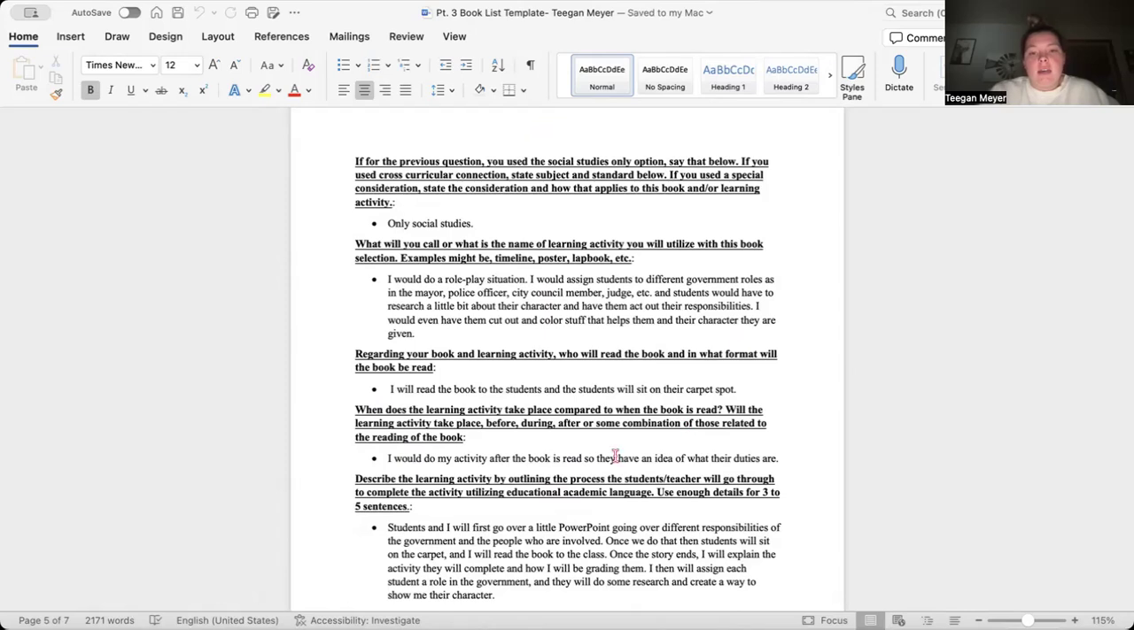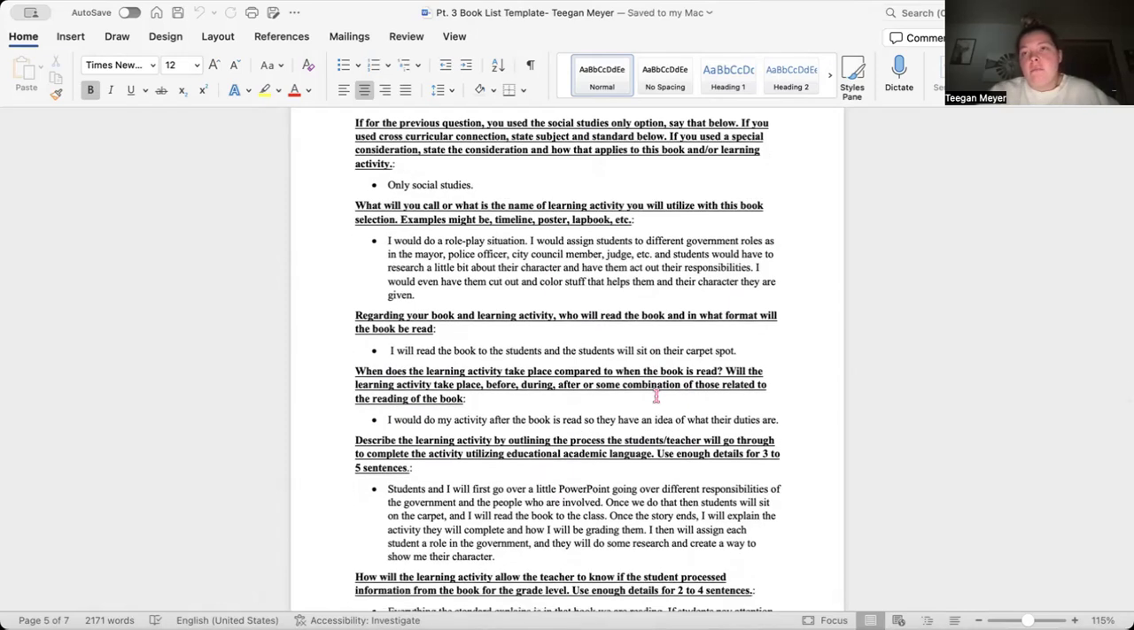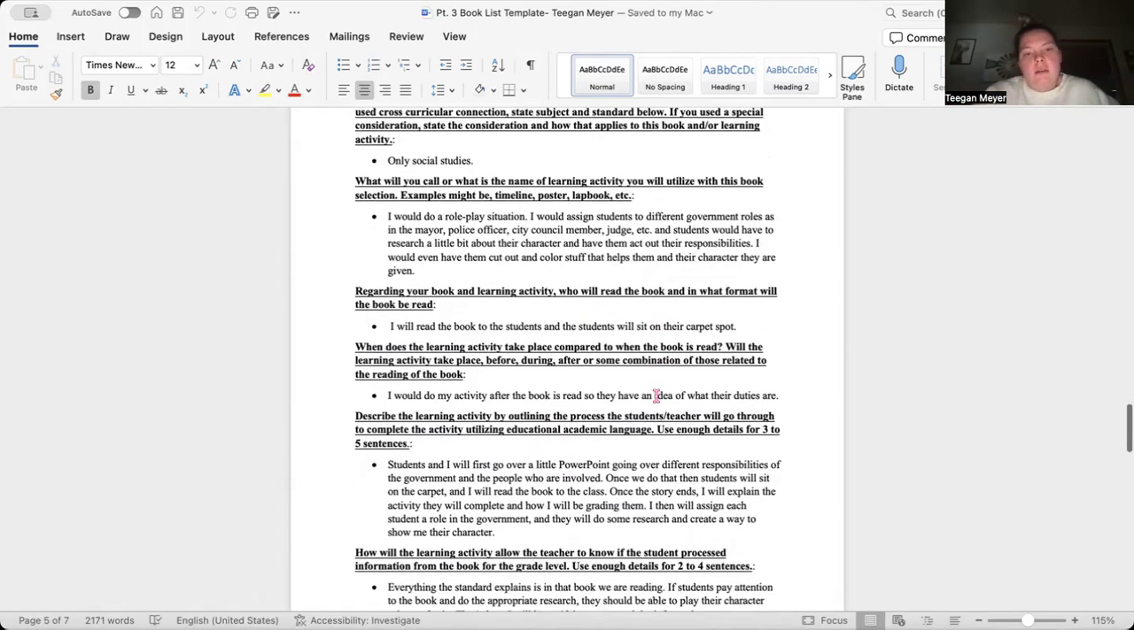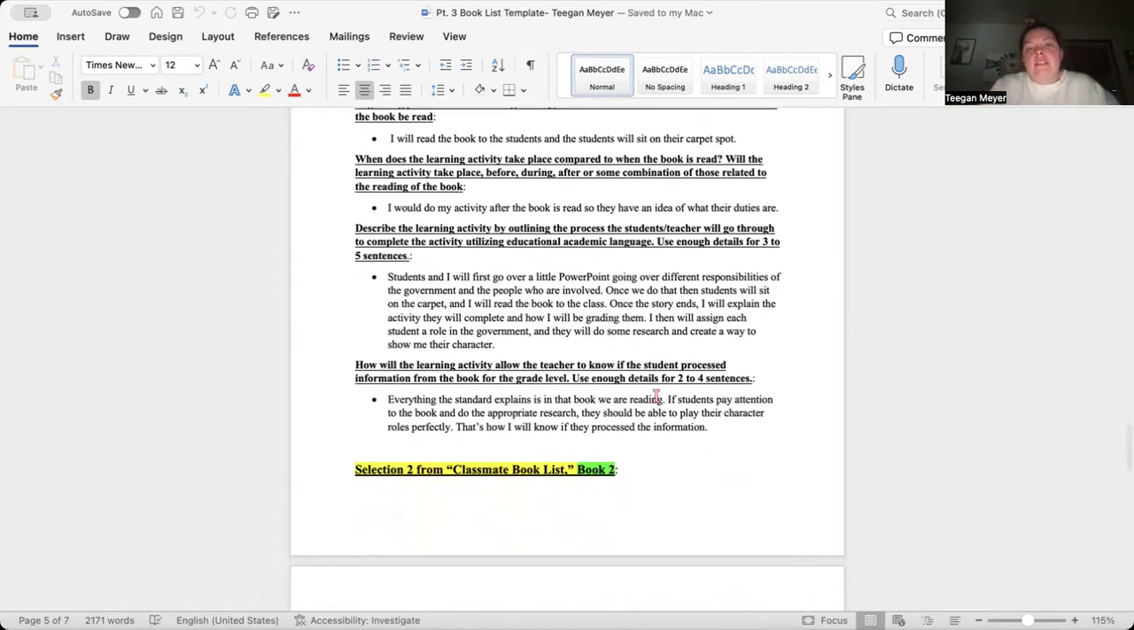And then I would even print off and give them stuff to cut out. For like a police officer, he can have a police badge, or for a mayor, they can have one of their whatever. So they'll be able to cut out and color stuff that helps their characters come alive. So that activity will take place after the book.